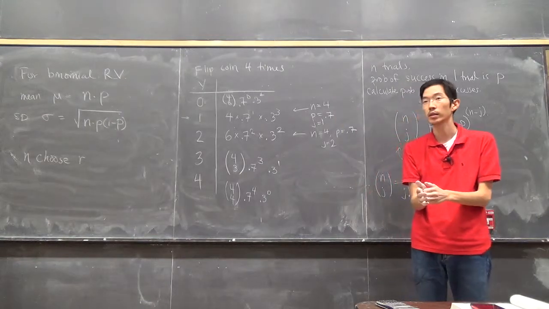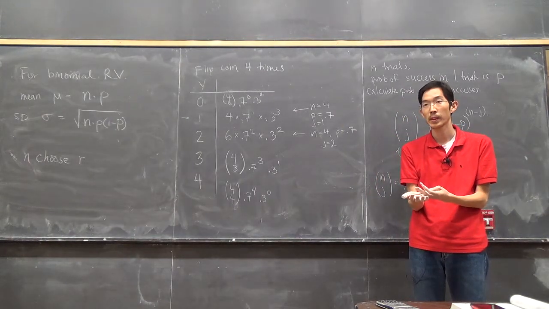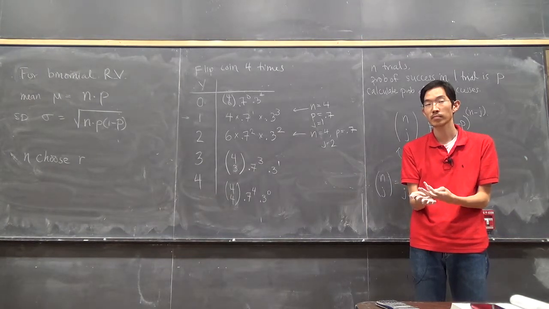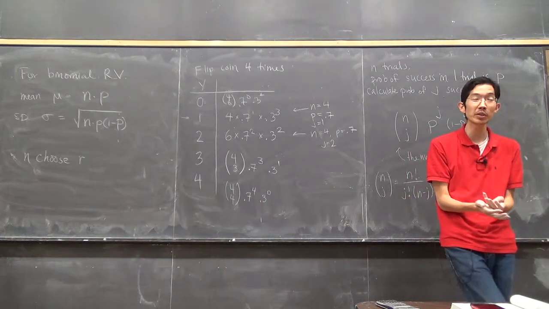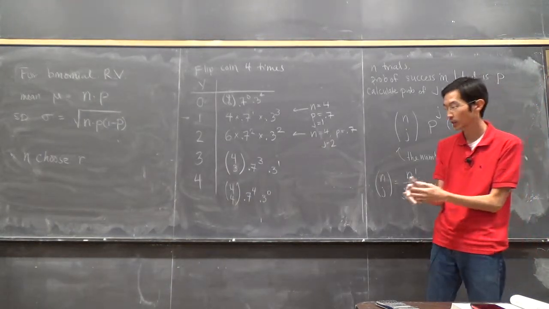Yes? To get p originally, you always have to at least do 1 minus something to get the 0.7? No, the p should be stated somewhere in the problem. Oh, okay, the p should be stated somewhere in the problem.